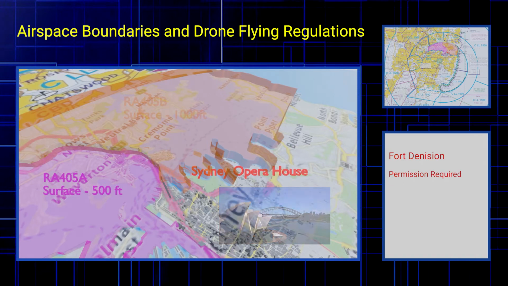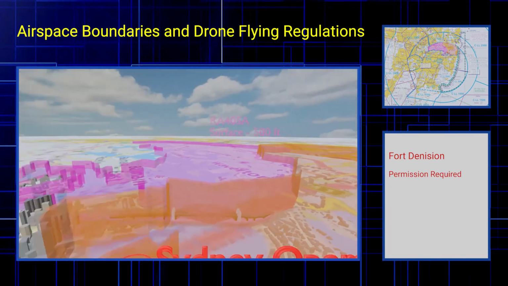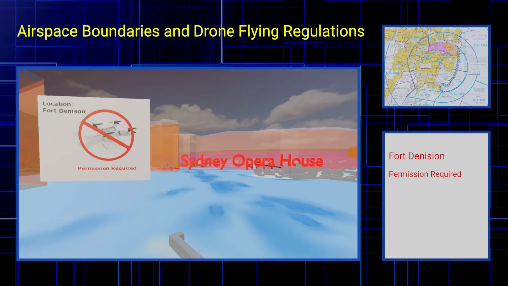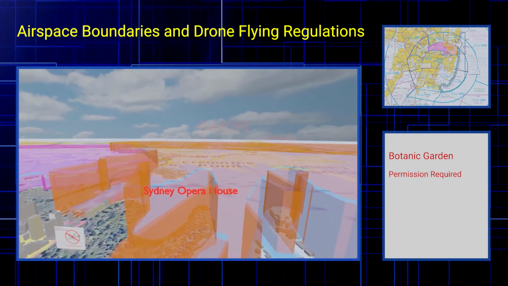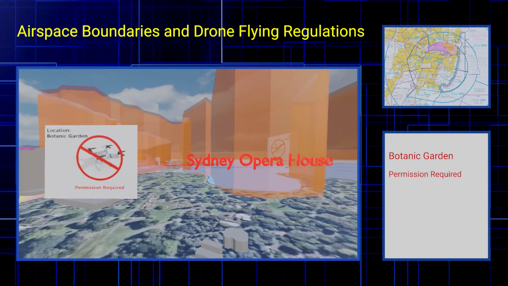Therefore, as an example, a drone cannot be flown without permission at Fort Denison because Fort Denison is located within RA405B. Even in areas outside the RA405A and RA405B, drone operations can be restricted near Sydney Harbour. For example, permission is required from the Royal Botanical Gardens Trust to fly a drone from the Botanic Gardens or the Domain, even if they are located outside the restricted airspace.